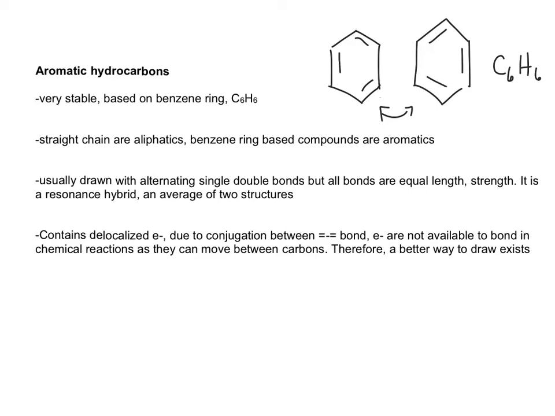There is a newer, better way to draw benzene, and it's basically a resonance of these two. And we basically put a circle inside, and that represents the electrons moving around in that carbon structure. So this is the best way to draw benzene because it doesn't actually have any single or double bonds like the older two structures show.